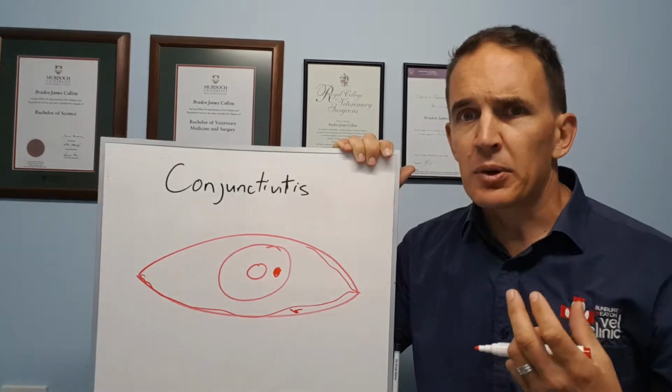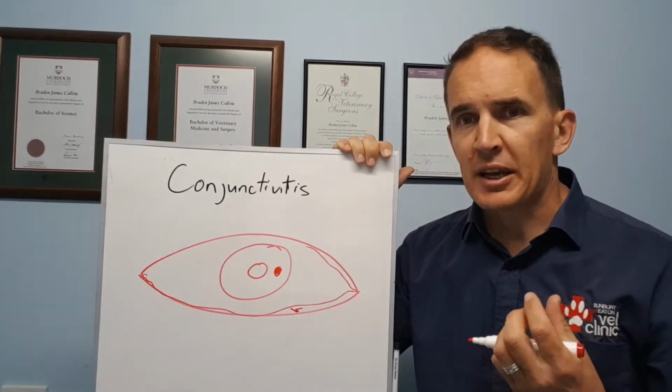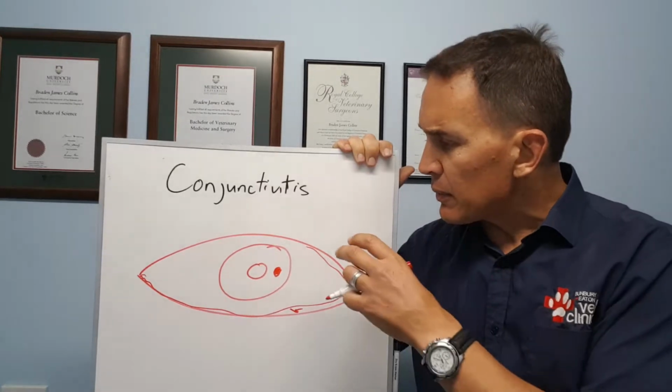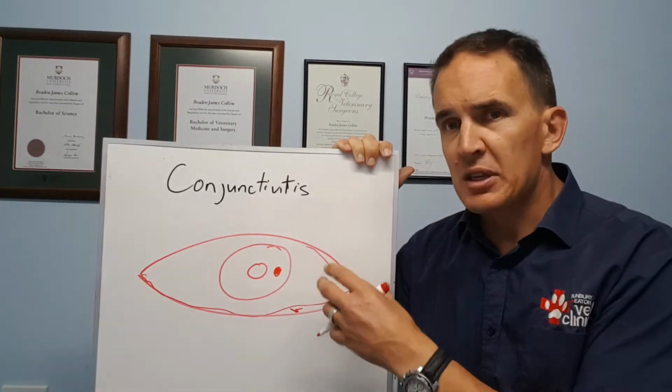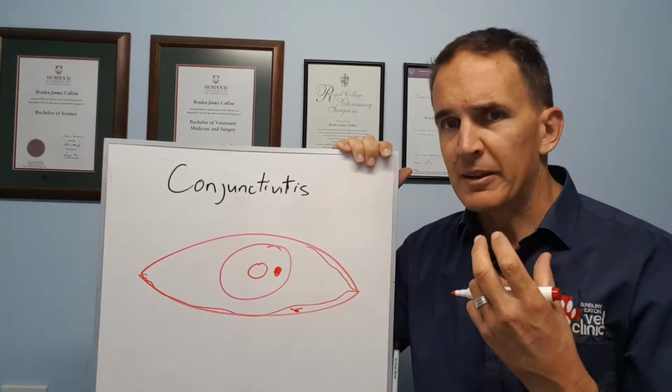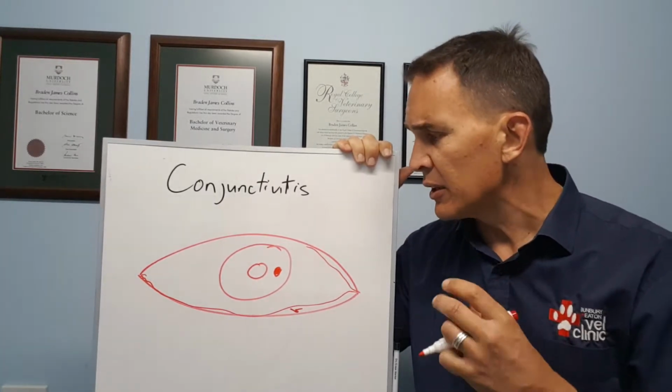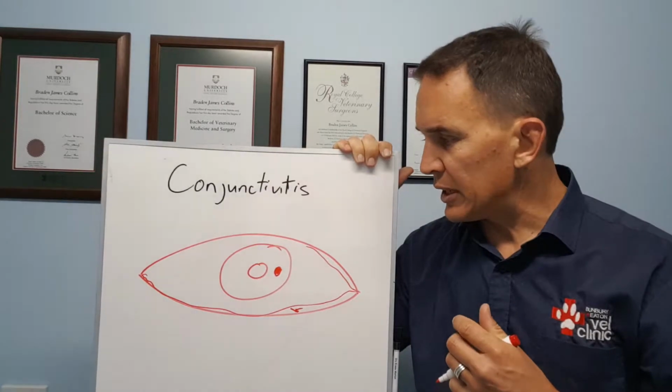The reason that's important is we can't use steroid-based medications when we have an ulcer, because it can make the ulcer much worse. We need to know whether that's there, because if we can use steroid-based ointments, it'll settle down the inflammation in the eye quite quickly and make the animal a lot more comfortable. So we want to know exactly what we're dealing with.